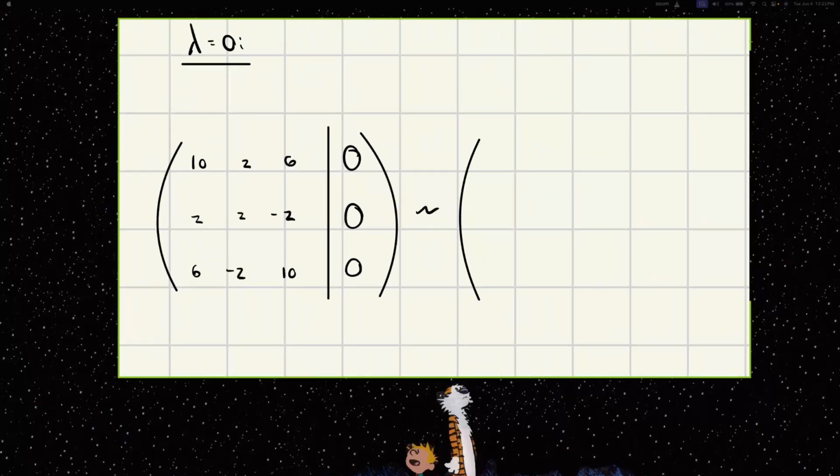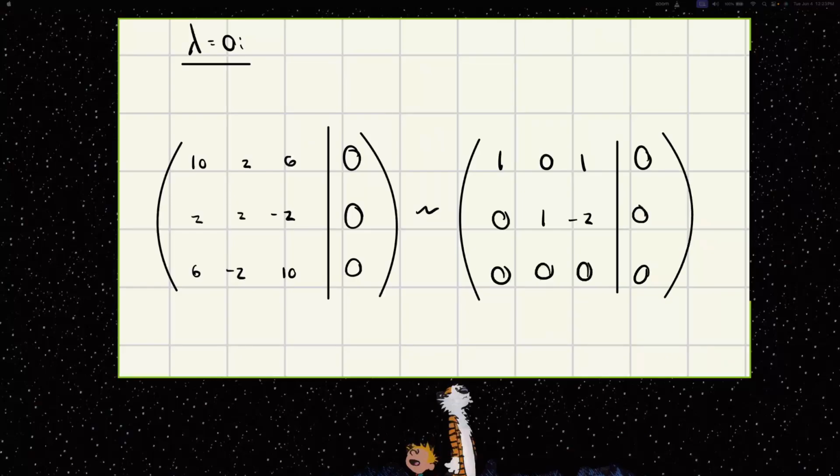And I've done that off screen here. And what we end up with is the matrix 1, 0, 1, 0, 1, negative 2, 0, 0, 0. And of course 0 is still because of our 0 vector. Okay, so x1 and x2 are normal, and then x3 is a free variable.